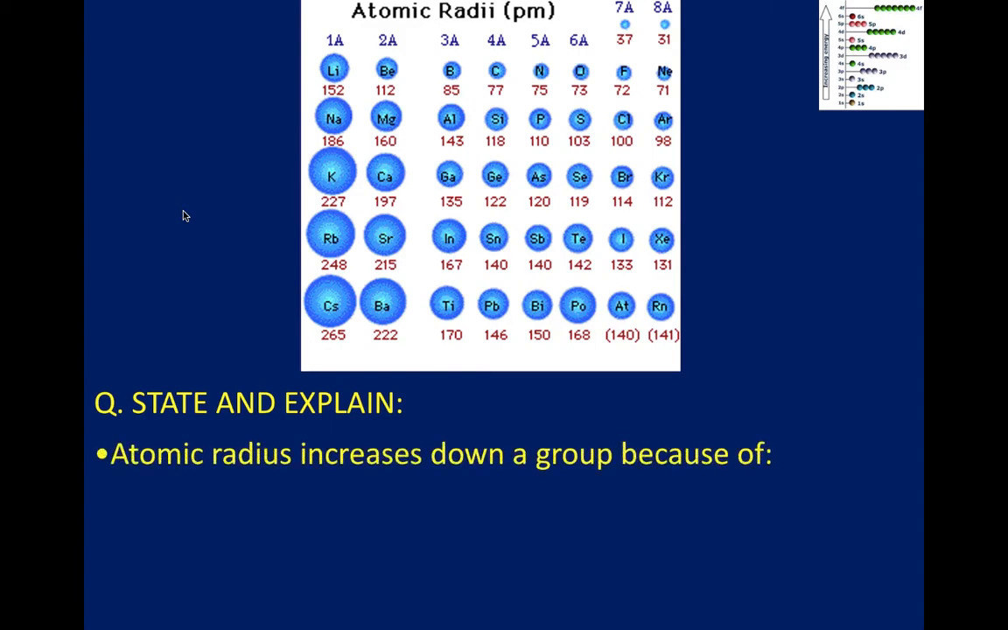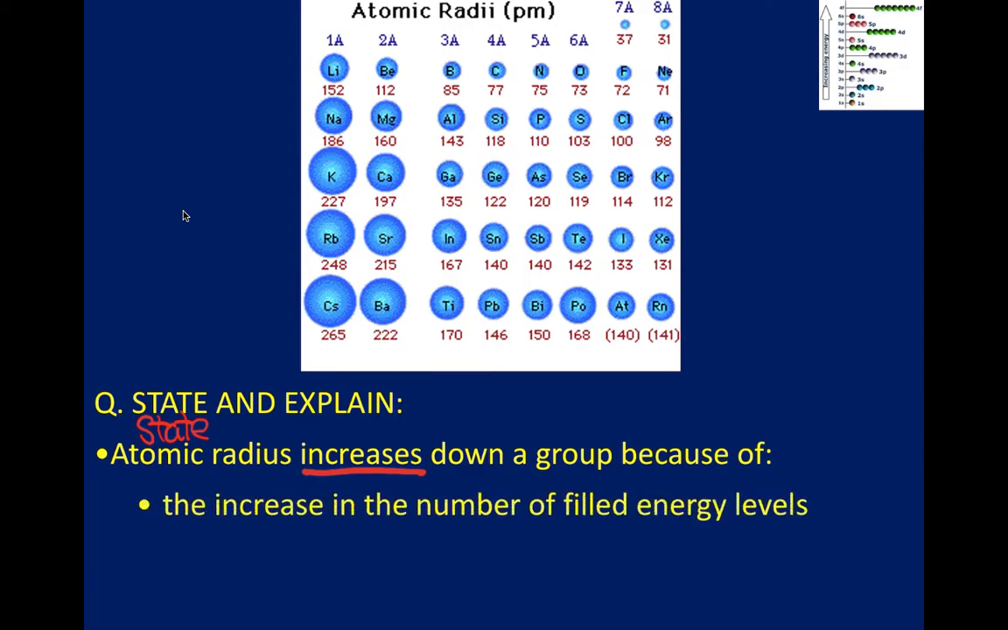Now the equivalent for what happens down a group. Our atomic radius increases down the group, and that's your state. And what is your explanation? As you go down through each group, we are adding extra energy levels. So there's an increase in the number of filled energy levels. If we look at potassium through an old school Bohr diagram, positively charged nucleus, we have 1 electron shell, 2 electron shells, 3 electron shells, and finally the 4th. So now I have an increase in the number of energy levels, which explains why my atom is getting bigger.